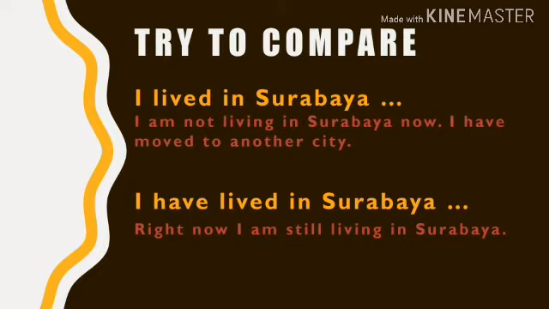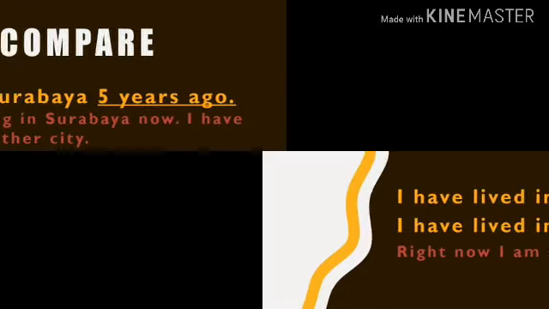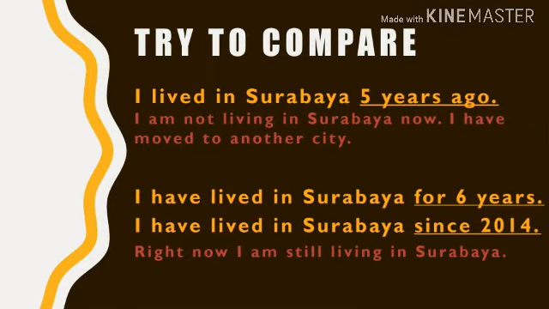But if I say I have lived in Surabaya, it has a different meaning. This means until right now I'm still the resident of Surabaya. I just want to talk about the time that I've spent in Surabaya. The more complete sentences are, I lived in Surabaya 5 years ago. I've lived in Surabaya for 6 years, or I've lived in Surabaya since 2014. Do you get it?